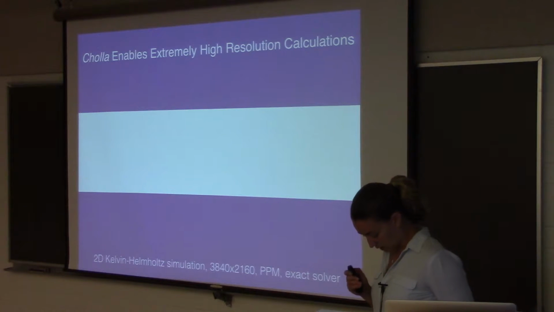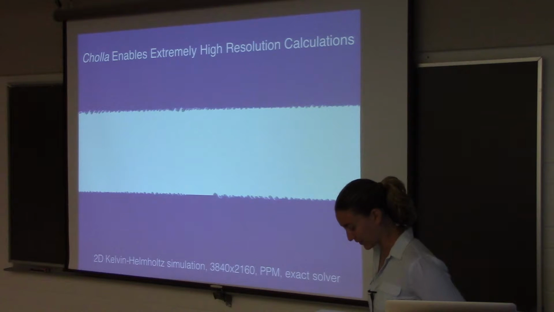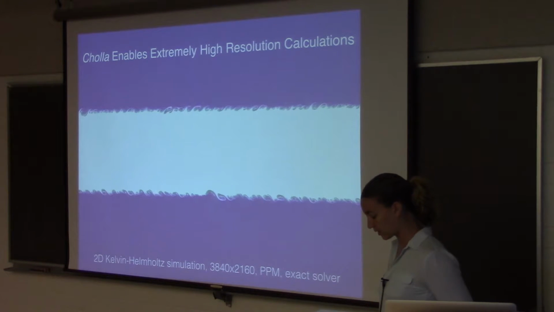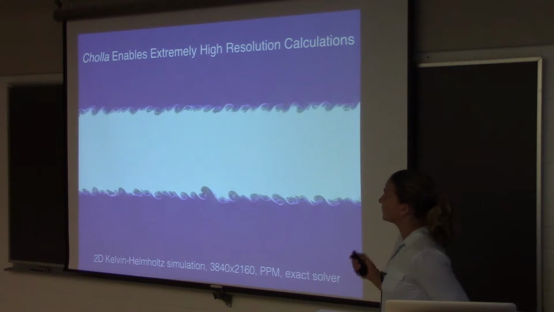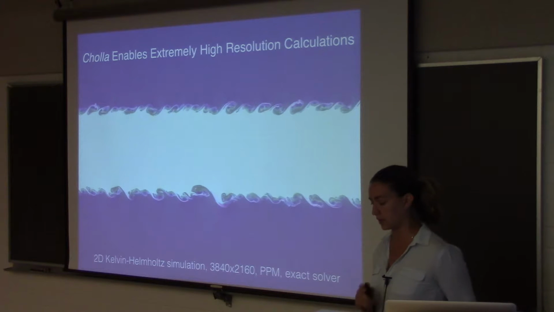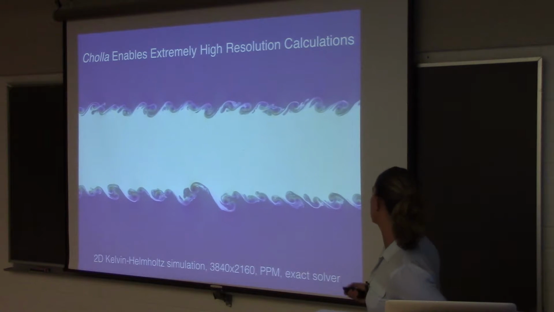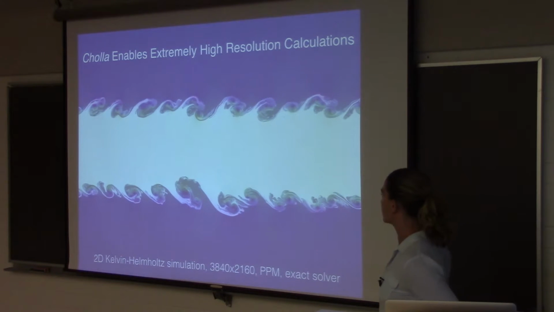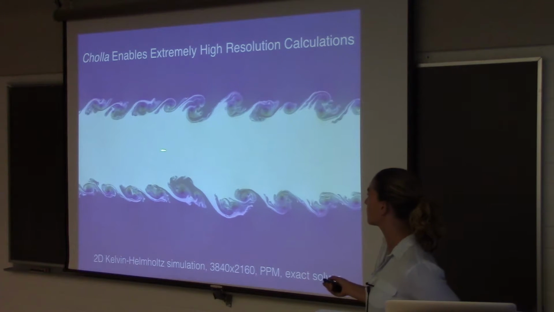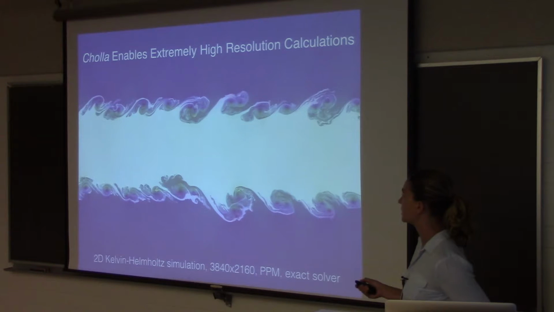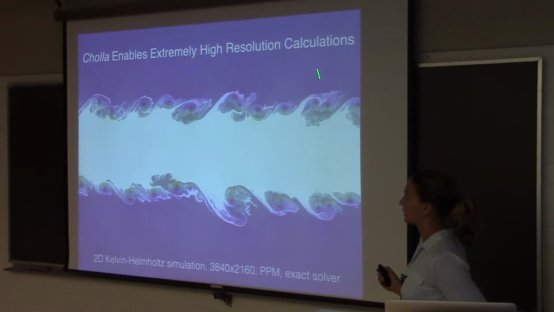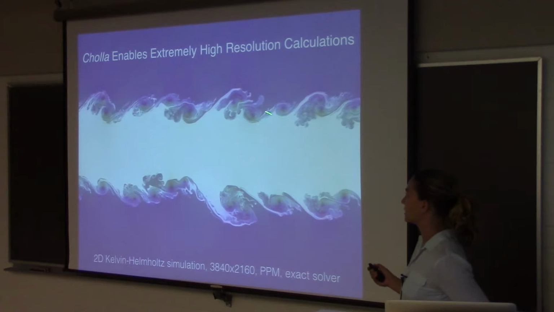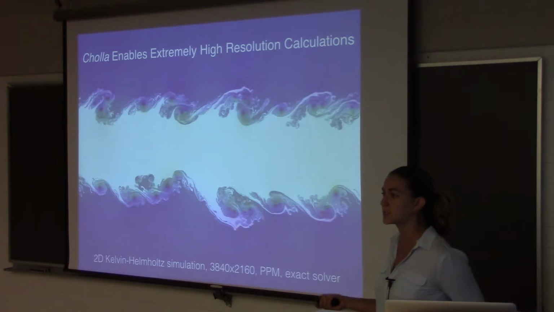So the main feature of Cholla that makes it special is that it allows you to do extremely high resolution calculations. Here I'm just showing a 2D Kelvin-Helmholtz test. For those of you that have not seen it before, you start with fluid of one density and fluid of a different density moving in the opposite direction. The velocity shear results in these instabilities.